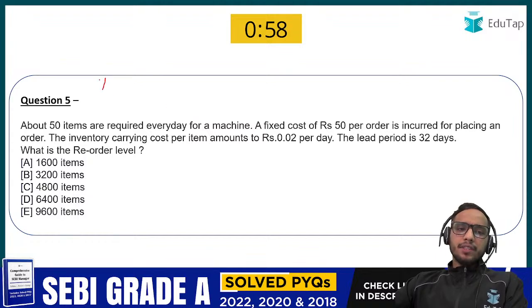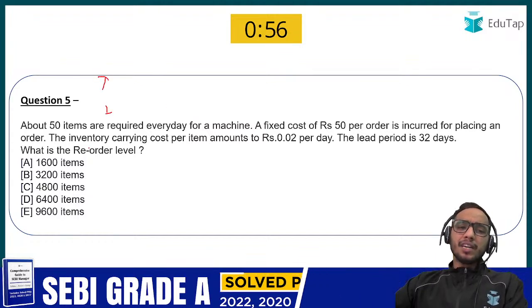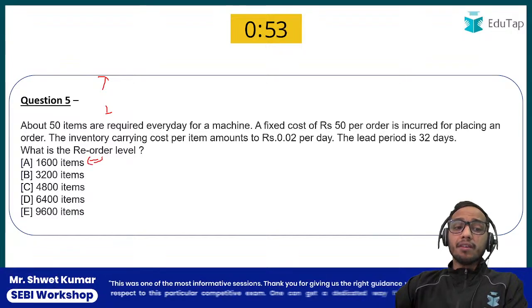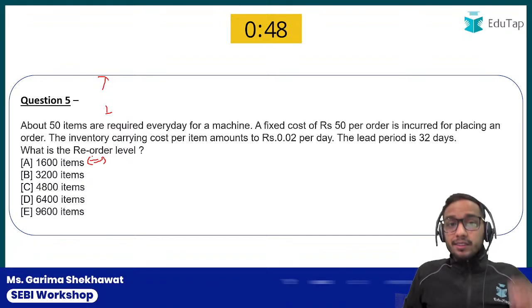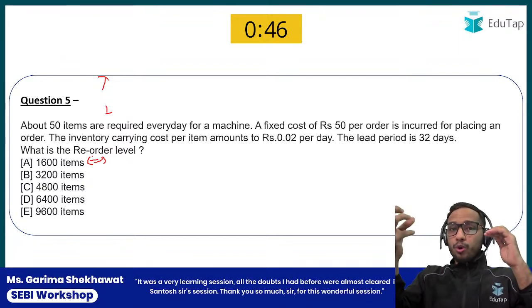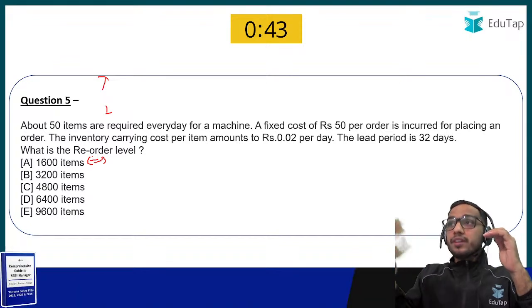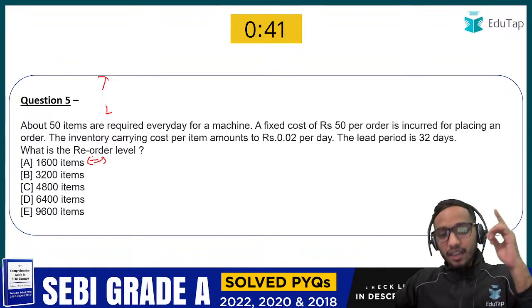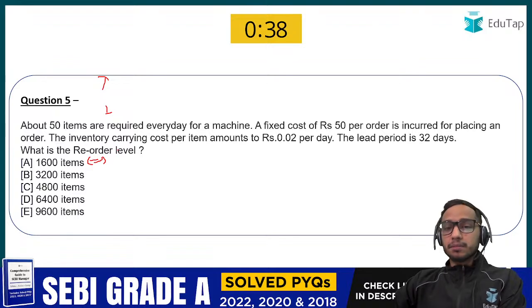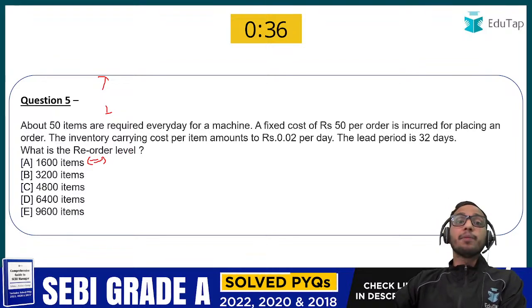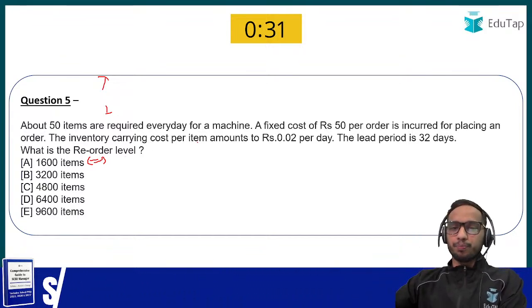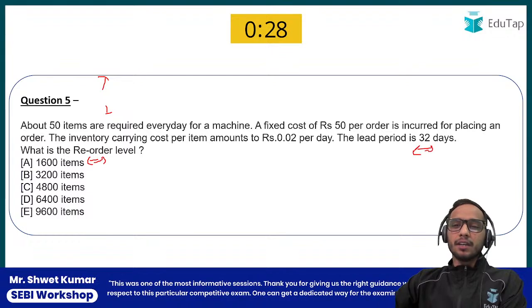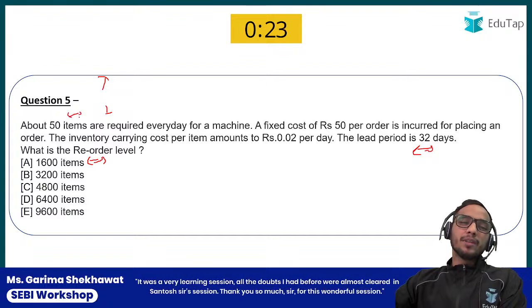Now let's move ahead with the fifth question. The question is the same, but it is asking you about the reorder level. What should be the reorder level? It is the level at which you are going to order your further inventories. In this case, that will be maximum consumption multiplied by maximum lead time or maximum reorder period. The period is given to you, 32 days, and you have also been given the daily requirement of 50. It is very easy.